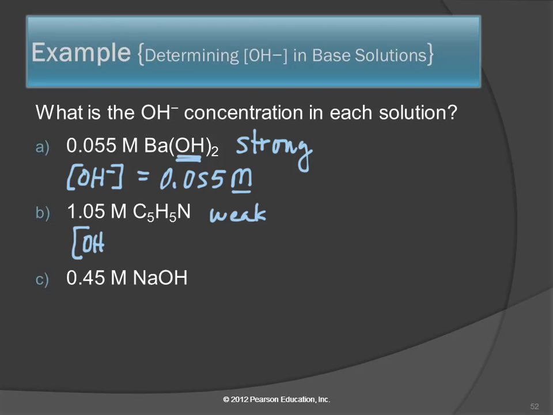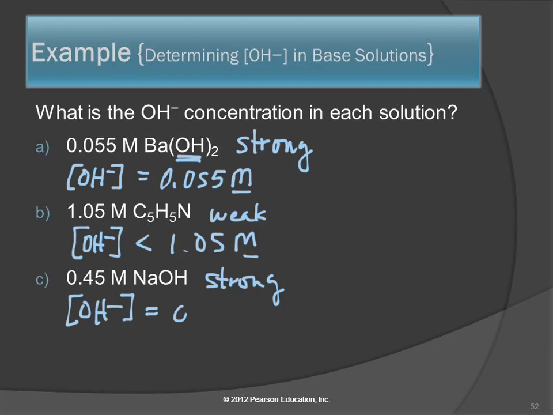So the hydroxide ion concentration is less than 1.05 molar. That's all we can say. Sodium hydroxide, strong or weak? Strong. It's a strong base. So then the hydroxide ion concentration is just equal to that.